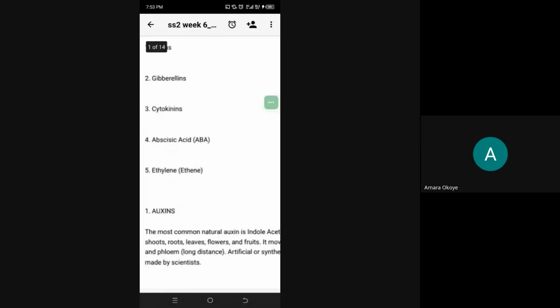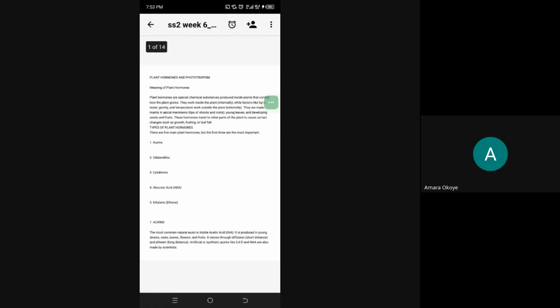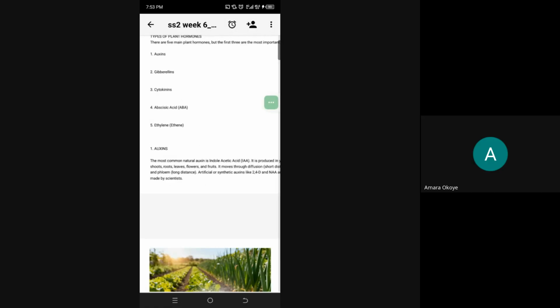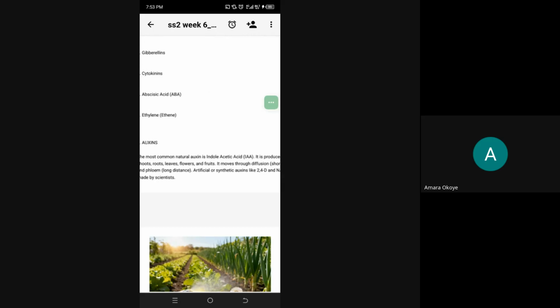Auxins first and foremost. What are auxins? So auxins are most common natural. That is the most common natural auxin.